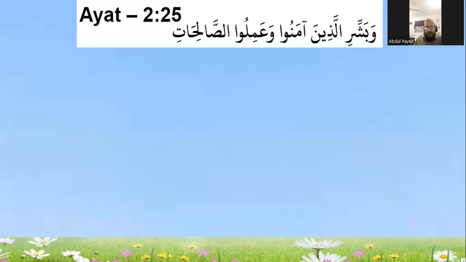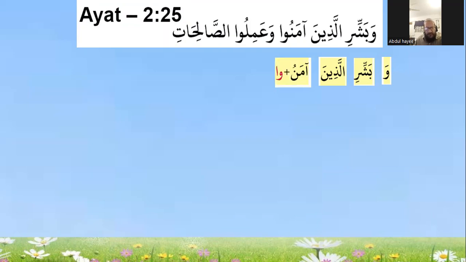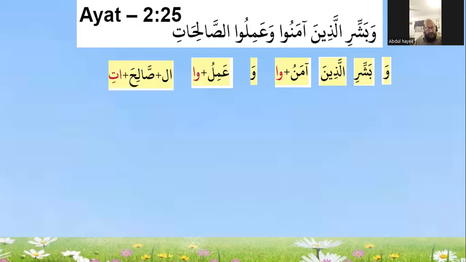Let's break it. Wa is a separate word. Bashir is a separate word. Alladhina is separate. Amanu: can we break the word amanu? Yes, alif is the plural. Amana and wa. Wa is a separate word. Amilu, again the same: amila, wa, alif. As-salihat, we can break it: alif lam and salihat. Alif and ta is the plural sign of feminine.